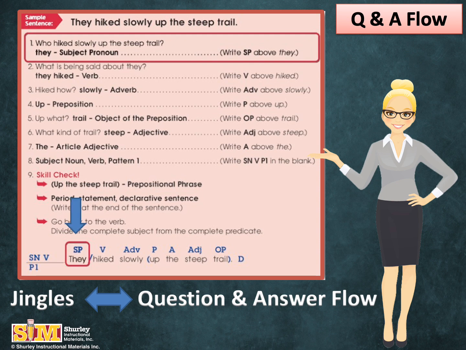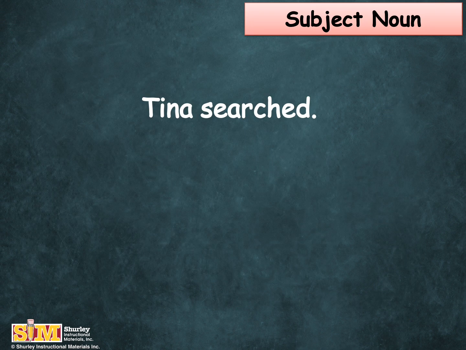The script will ensure that students are learning the correct order of operations necessary to label and classify the sentence logically and sequentially. An example of how the sentence will look after it has been labeled and classified correctly is also provided. Let's work through the question and answer flow together. Here's an example of a sentence that contains a subject, noun, and verb. Follow along as I recite the question and answer flow for you.